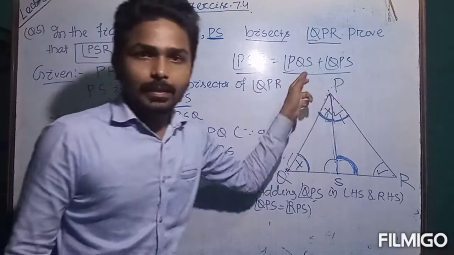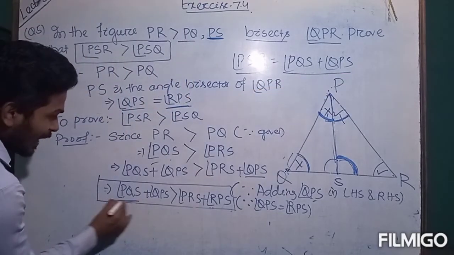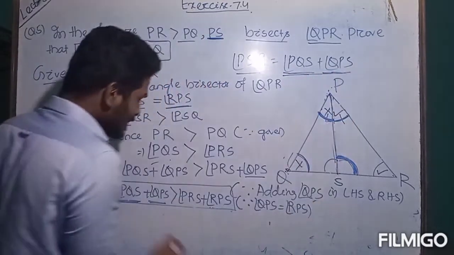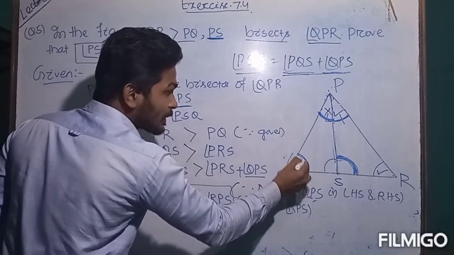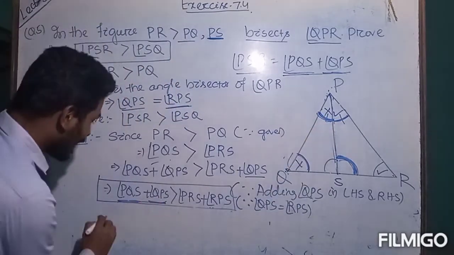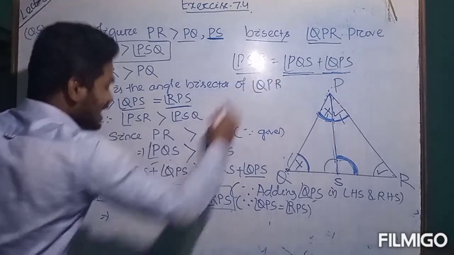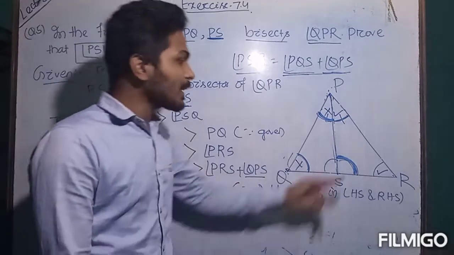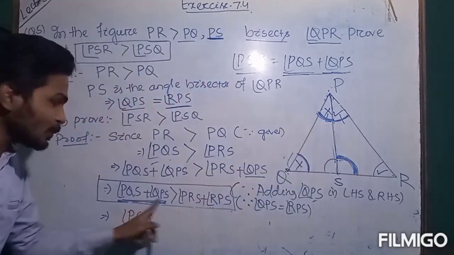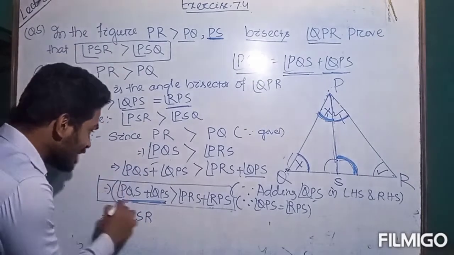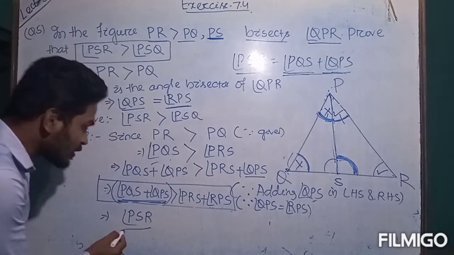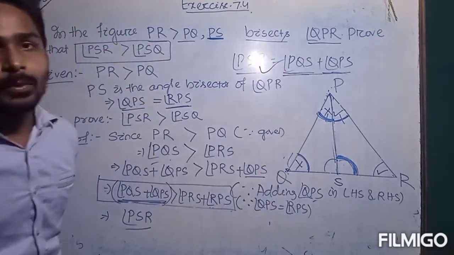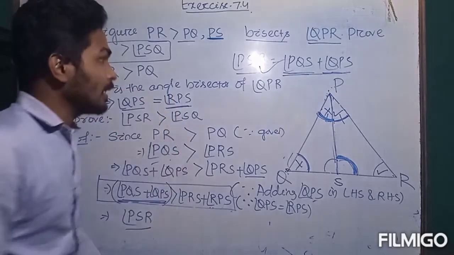Okay, here you can see I have written PQS, QPS. That means here on the left hand side I have written the sum of this angle plus this angle. So can I replace the sum of these two angles with PSR? Yes, I can replace it because the exterior angle is equal to the sum of two interior opposite angles. So in the place of PQS plus QPS, I can substitute the exterior angle PSR. We know this. Done.